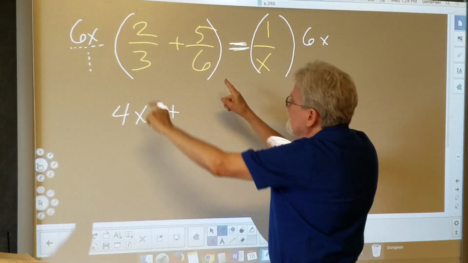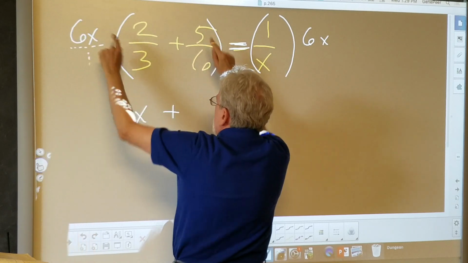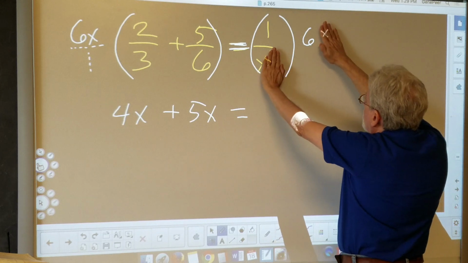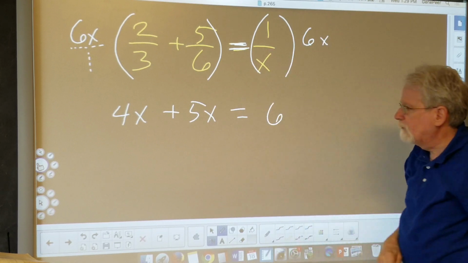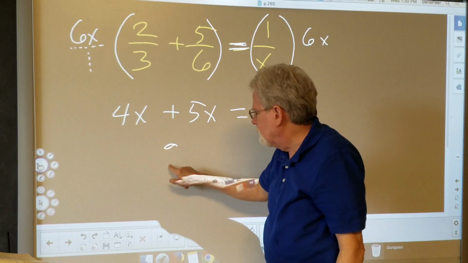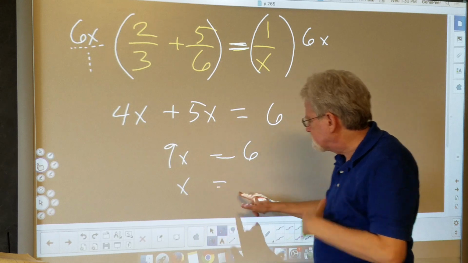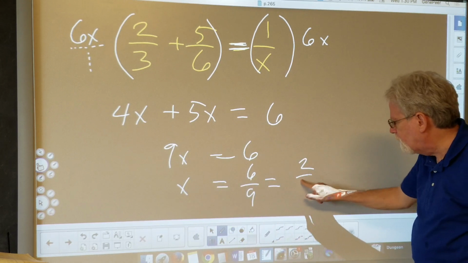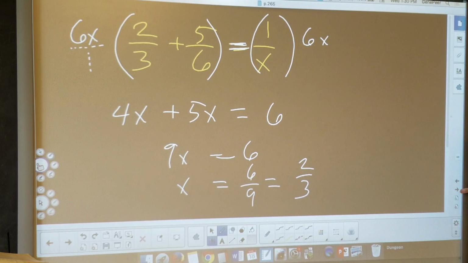Plus, this time the 6's cancel. That leaves us with 5x. Here, the x's cancel. That leaves us with 1 times 6. And now we have a very ordinary equation, 9x equals 6. Divide by 9, excuse me, 6 over 9, reduce that please to 2/3, and we are done. That's all there is to it. And we move on to a new example.